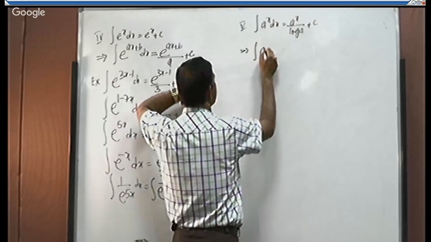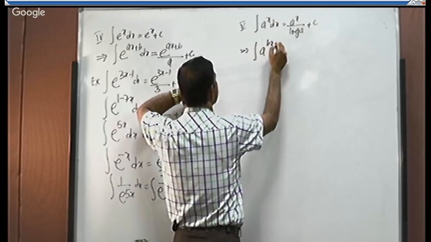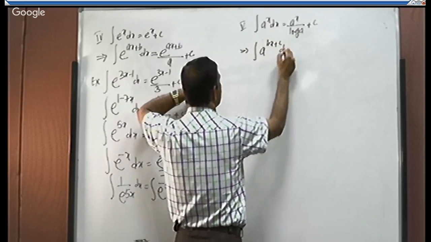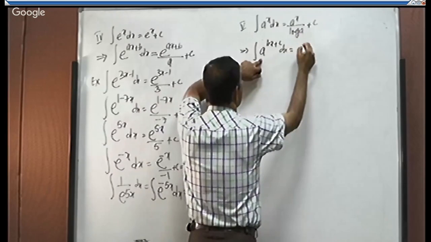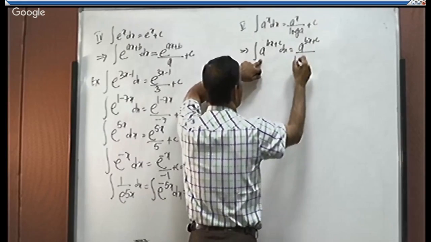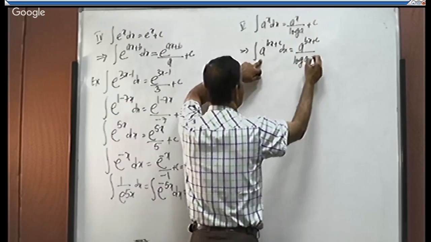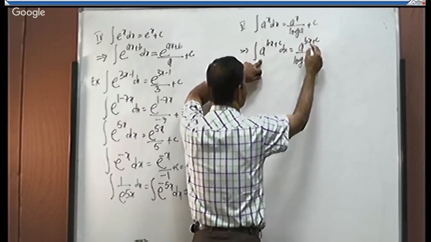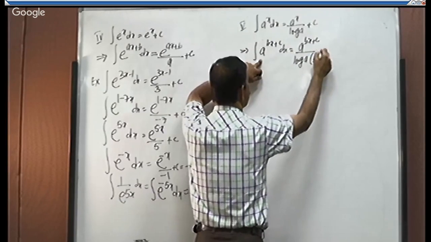Integration of a to the power of bx plus c, because already a is there. Answer is what? A to the power of bx plus c divided by log a into what? X coefficient. X coefficient is here b, plus c.